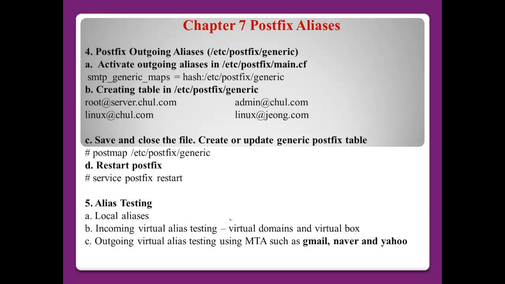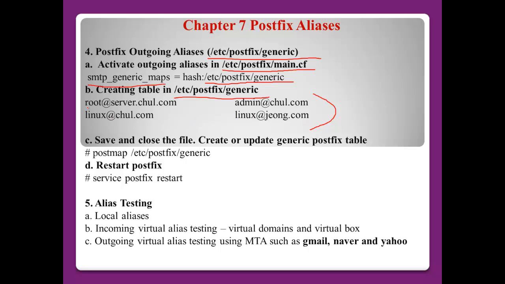Okay, number 4, the Postfix outgoing aliases. So normally for this one, I will use this file, /etc/postfix/generic. To support the outgoing aliases in /etc/postfix/main.cf, we have to check this one, smtp_generic_maps. So here /etc/postfix/generic. So in this file, we can configure like this: root@server.chal.com, admin@chal.com, linux@chal.com, linux@junk.com.